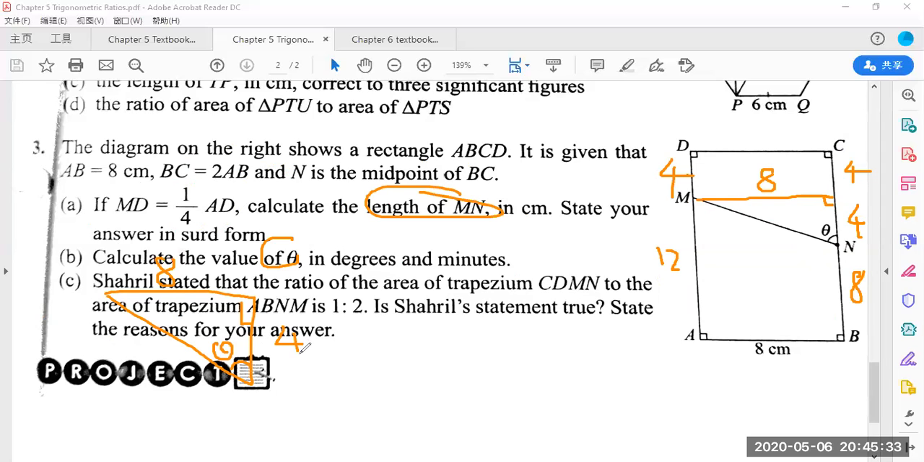So for question A, what do we find? X squared plus 4 squared, square root, right? In surd form. So the answer is 4 surd 5.